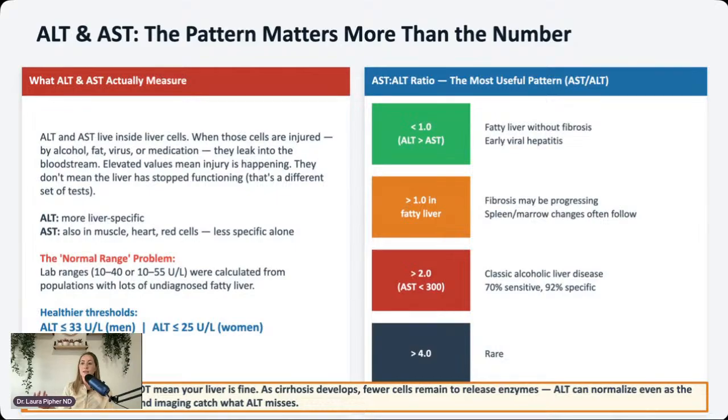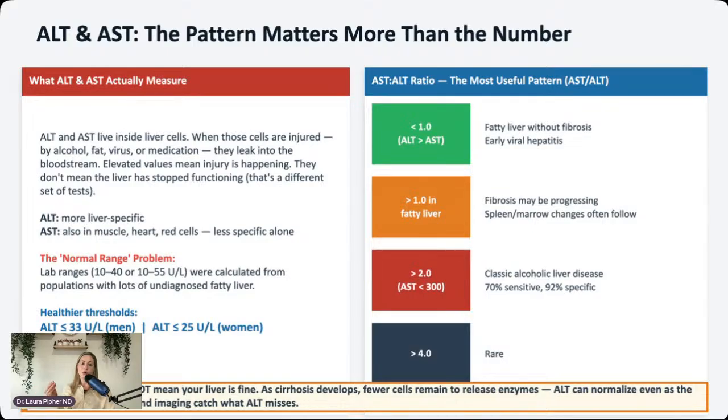A normal ALT does not necessarily mean your liver is fine, because as cirrhosis develops, as your liver gets more and more damaged, you actually have fewer cells to release those enzymes. So what can happen in cirrhosis and in liver damage is your ALT was high, and then it starts to normalize as the liver is failing. I'm going to give you another marker that you can use to look at your liver health in the next slide. But essentially, we can start by looking at AST divided by ALT.